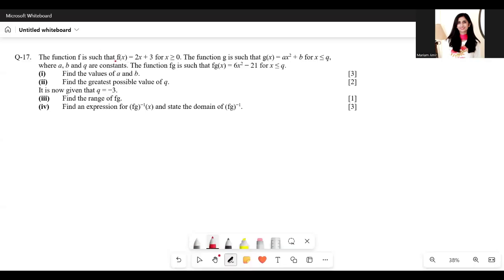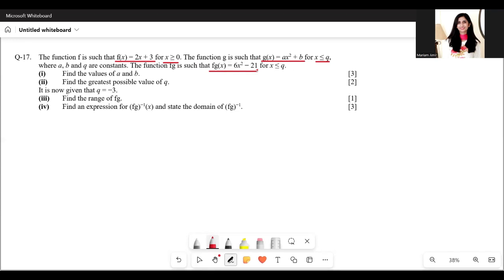The question says that f(x) = 2x + 3, and its domain is x ≥ 0. And there's a g(x) given to us in terms of a and b, and its domain is x ≤ q, where a, b, and q are constants. The function fg is such that fg(x) = 6x² − 21, and the domain is x ≤ q. Find the values of a and b.